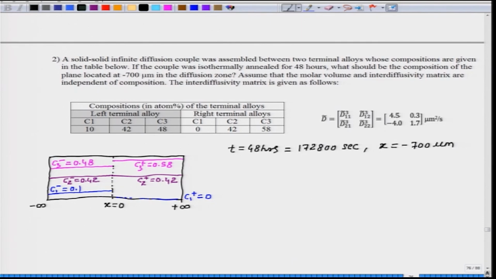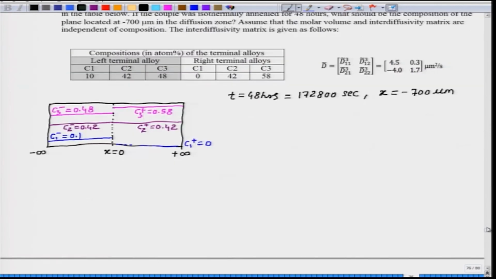These are the ternary interdiffusion coefficients. So, we need 4 interdiffusion coefficients, since there are 2 independent components. D11 tilde 3 is 4.5 micron square per second, D12 tilde 3 is 0.3 micron square per second, D21 tilde 3 is minus 4 micron square per second, and D22 tilde 3 is 1.7 micron square per second. Now, we can use the multi-component diffusion solution in order to obtain the concentrations at the given x and t.